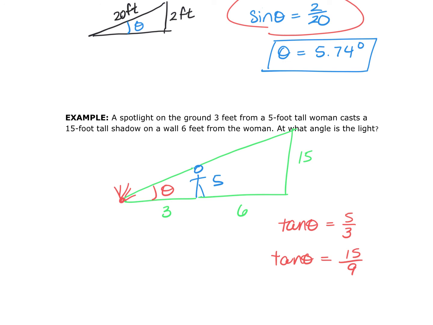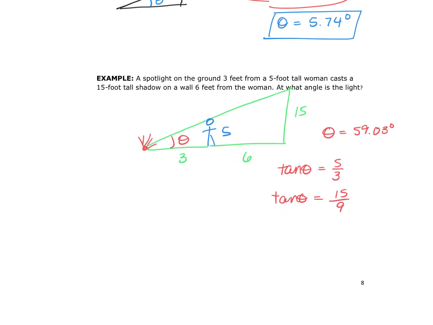And again, I am going to use my calculator. I'm going to give the answer in degrees because it makes sense to do it in degrees. So I'm going to do the tangent inverse of 5 divided by 3. And I get my theta is equal to 59.03 degrees. And that's it for this section.